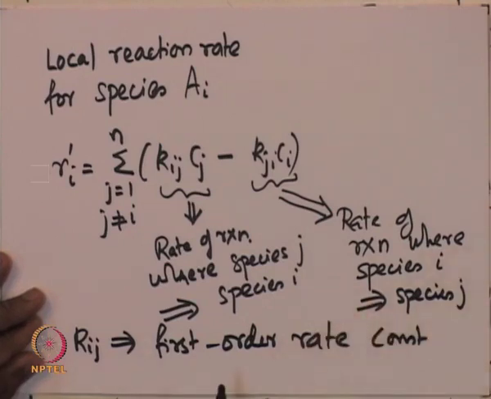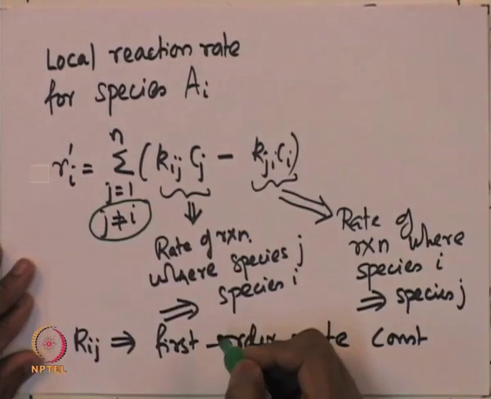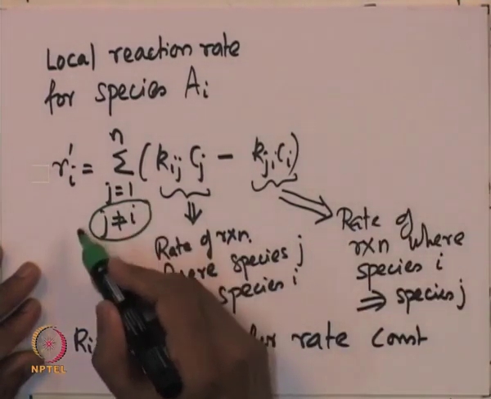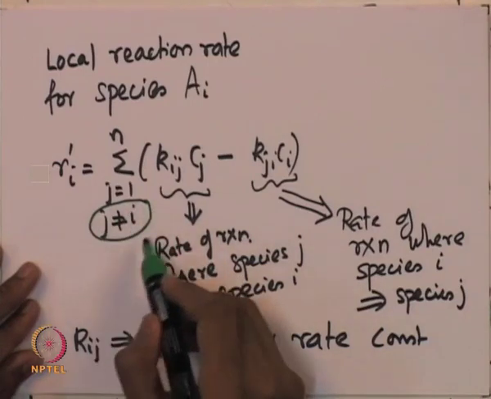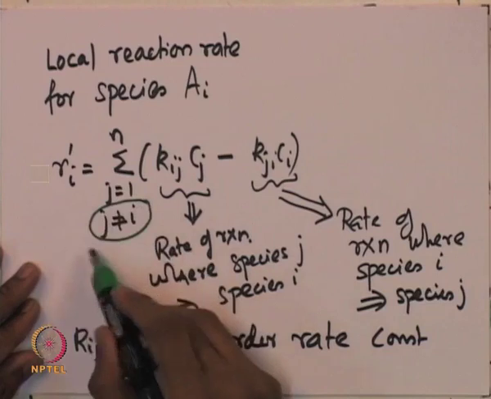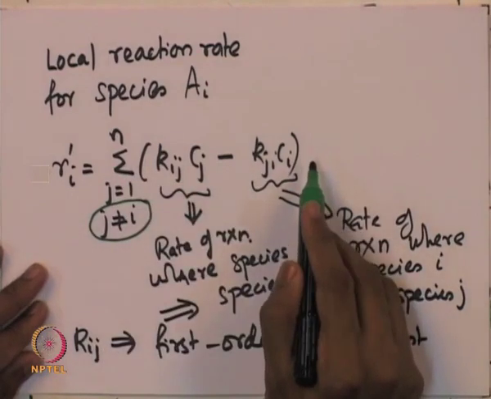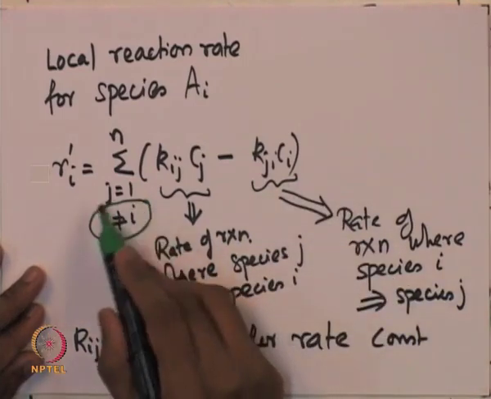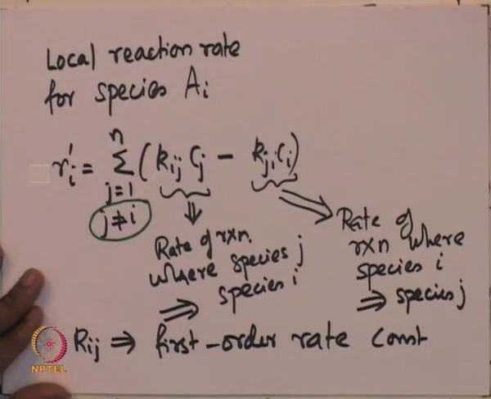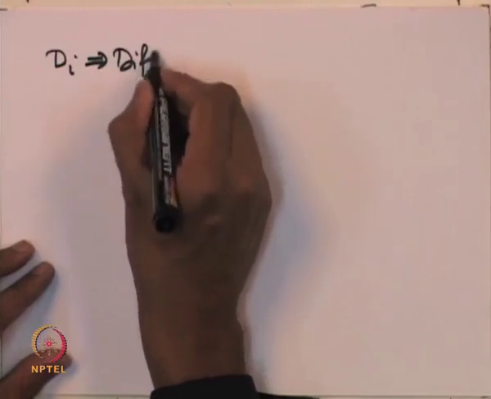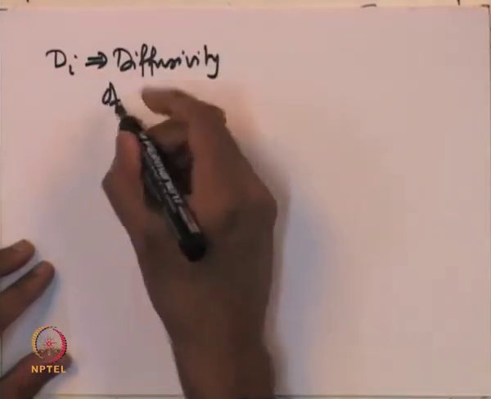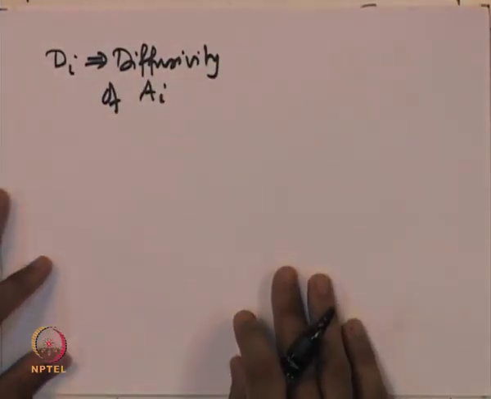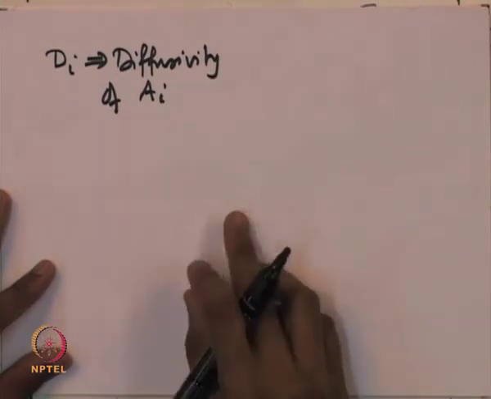and they have units of time inverse. It is important to note that there cannot be a situation where species j is converted to itself. That is why this summation should not include the ith species. It is represented as j not equal to i, that is, the summation is over n minus 1 species. Now, if D_i is the diffusivity of species A_i, then one can write a mole balance for species A_i.